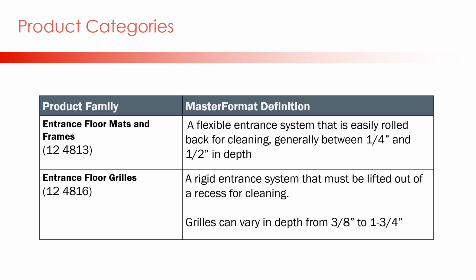2. Entrance floor grills are listed in Master Spec section 124816 and are defined as a rigid system that must be lifted out for cleaning. Grills range in depth from 3/8 inch to 1 3/4 inch. Entrance system mats and grills are traditionally installed with a frame for a finished appearance.